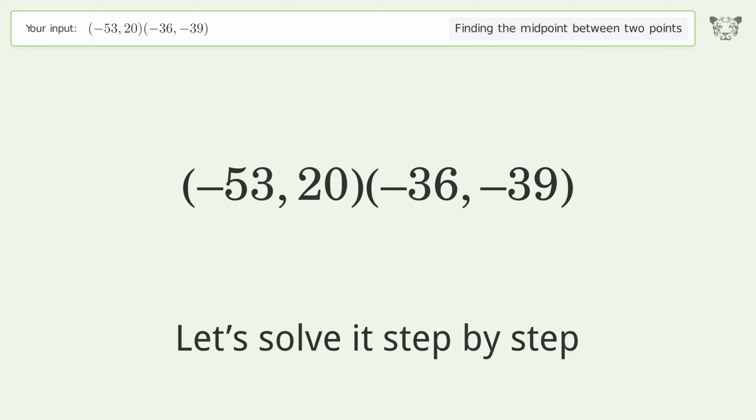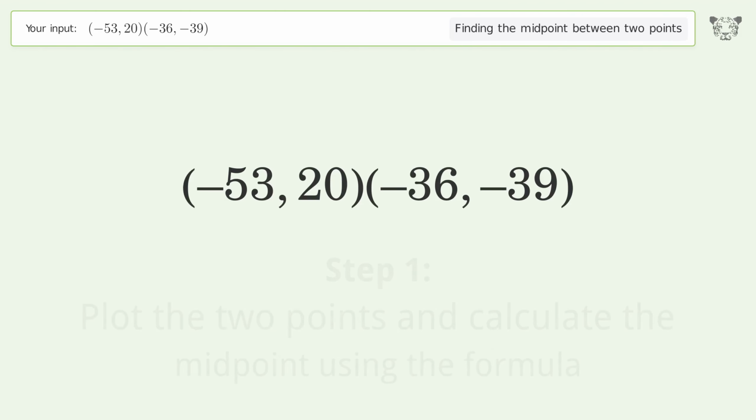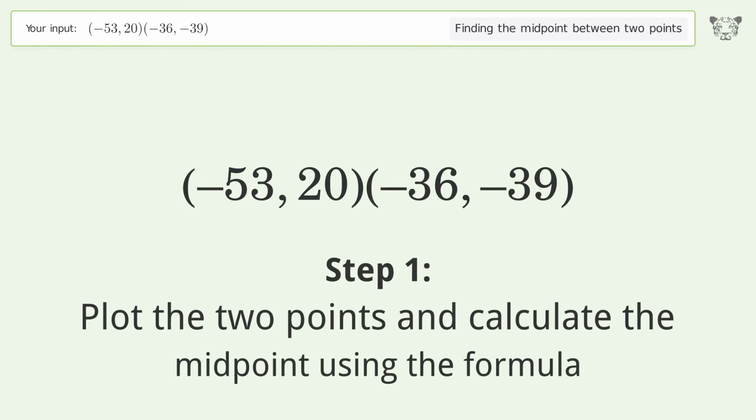You ask Tiger to calculate. This deals with finding the midpoint between 2 points. The midpoint between the 2 points is negative 44.5, negative 9.5. Let's solve it step by step. Plot the 2 points and calculate the midpoint using the formula.